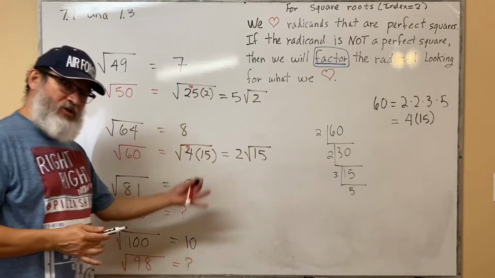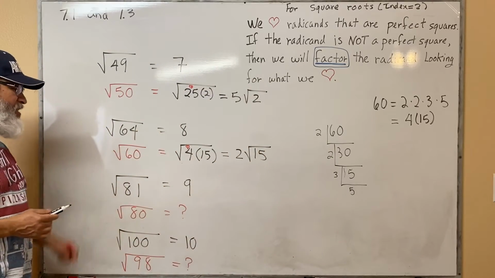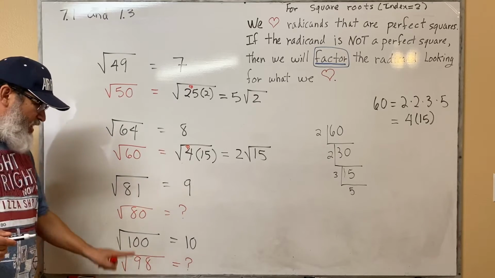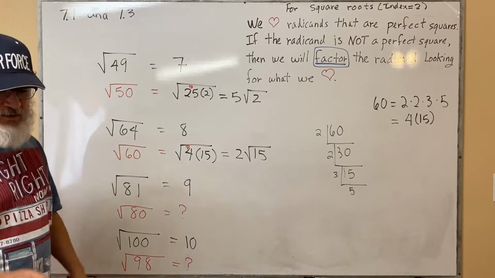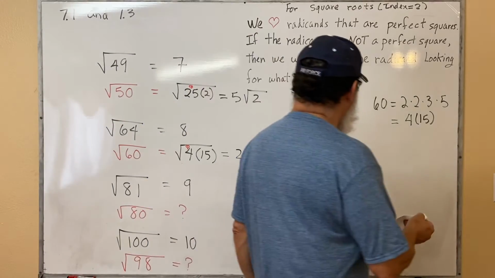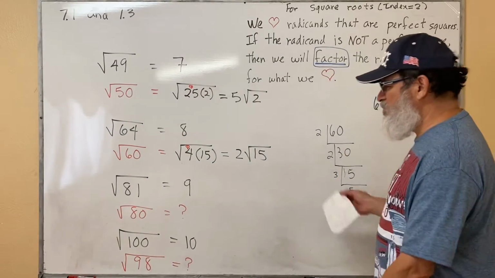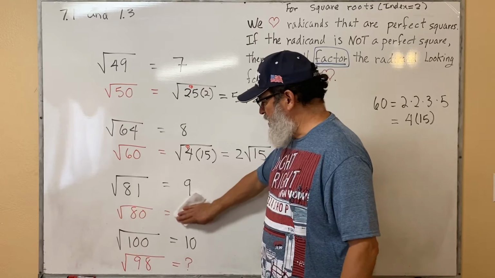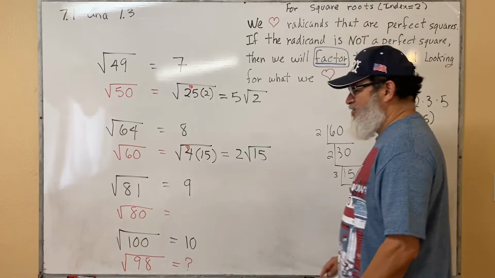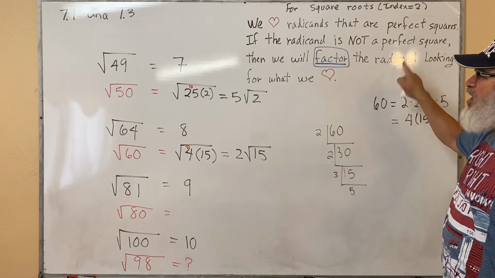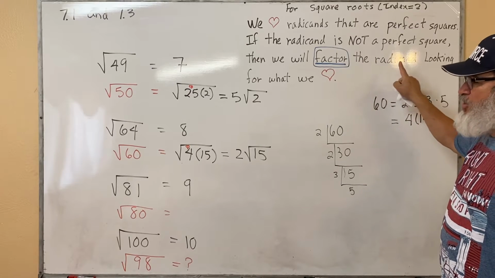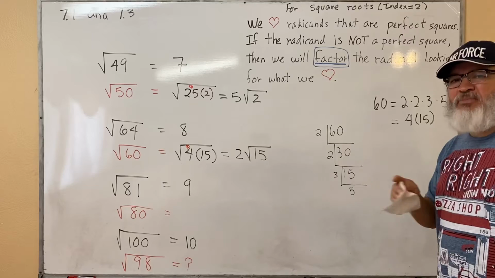15. There you go. You have simplified this. You guys go ahead and simplify this one. I'll give you guys a few seconds. Okay? All you have to do to simplify this one is factor the 80, looking for what you love. What you love under the square root are perfect squares.